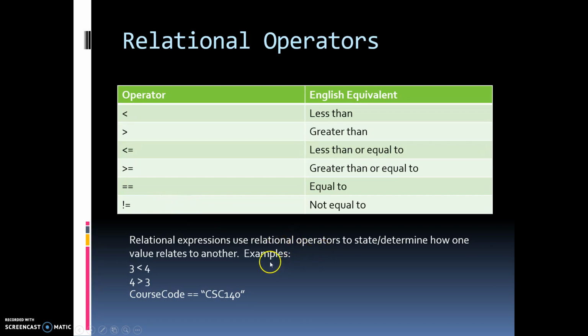So we use relational operators to construct relational expressions. For example, 3 is less than 4. This relational expression reads 3 is less than 4, or 4 is greater than 3. And then here, this is an example of using that double equal sign to express equality. By equality, I mean whatever's on the right is the same in value as whatever's on the left. In this case, we're comparing a variable value to a string.